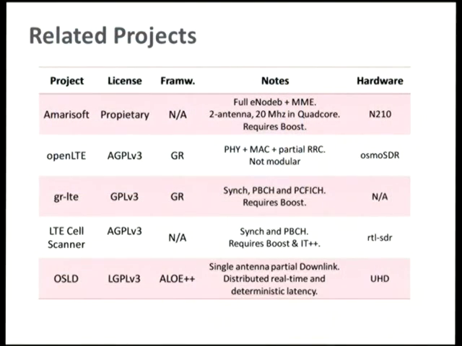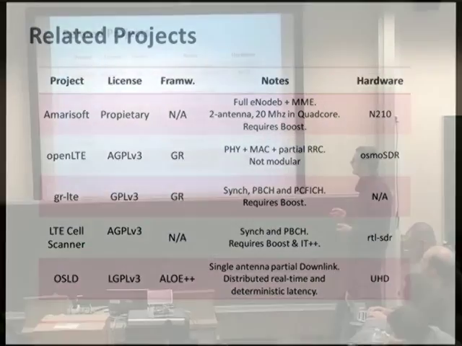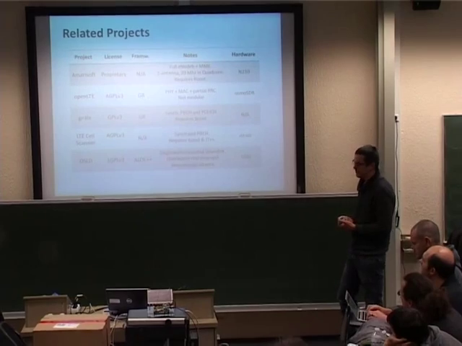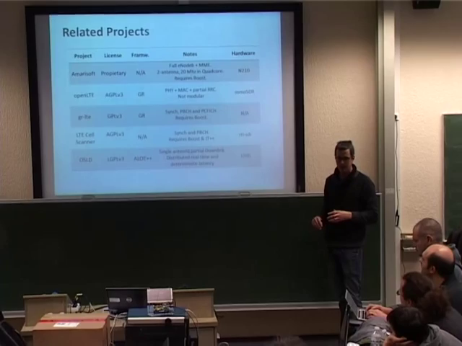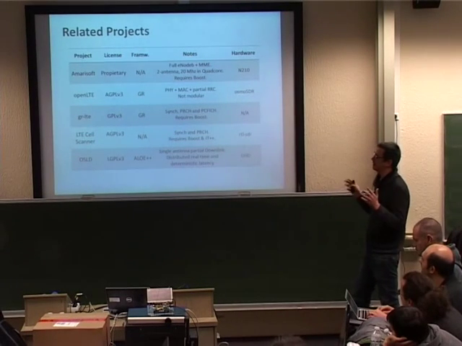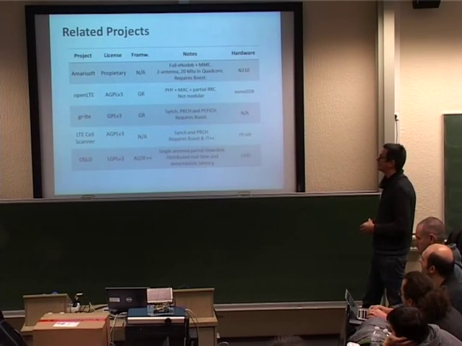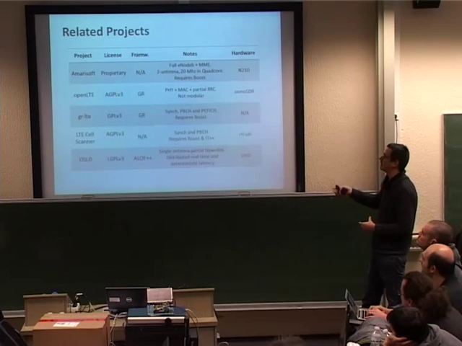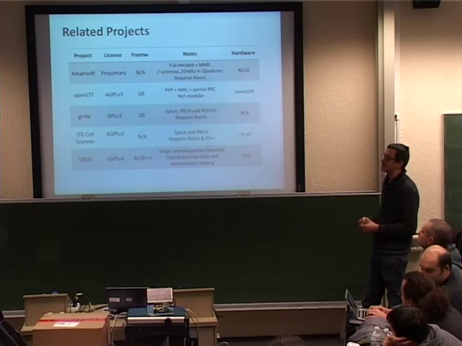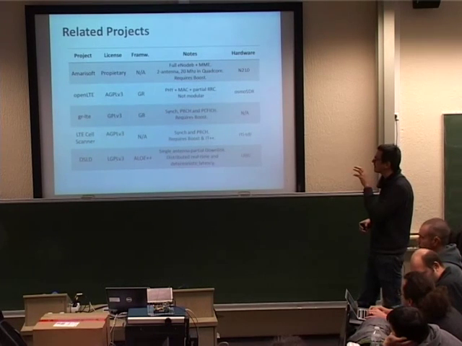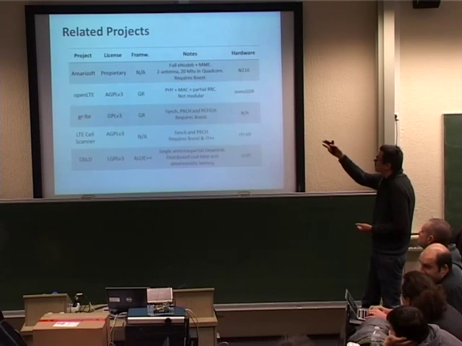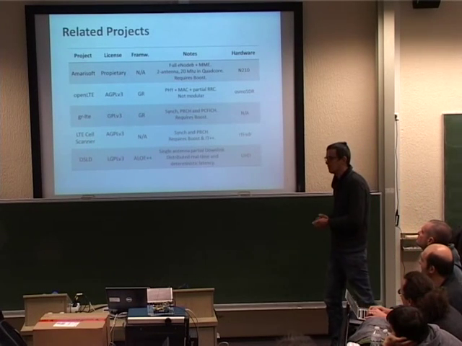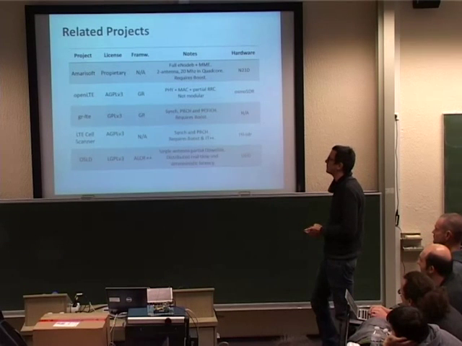In this table, I summarize the related projects on LTE. The first one is the Amarisoft software. It's probably the best software on LTE that we have today, but unfortunately, it's proprietary. It is able to run in a quad-core in real time with 2 antennas, 20 MHz bandwidth, and they implemented the eNodeB as well as the MME, but also it works on the N210 USRP, but unfortunately it's proprietary.